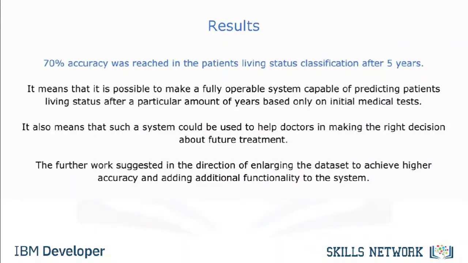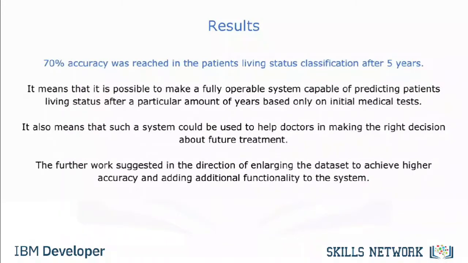The result from this project is 70% accuracy for patients' living status classification after 5 years. It means that it is possible to make a fully operable system capable of predicting patients' living status after a particular amount of years based only on initial medical tests. It also means that such a system could be used to help doctors in making the right decisions about future treatment.